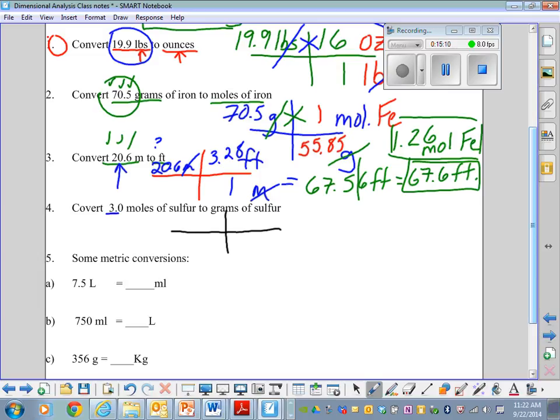All right. So first, let's underline and look at what we're solving for. 3.0 moles of sulfur need to be converted into grams of sulfur. So Ollie, top left, what goes there? Moles. What moles? 3.0 moles.